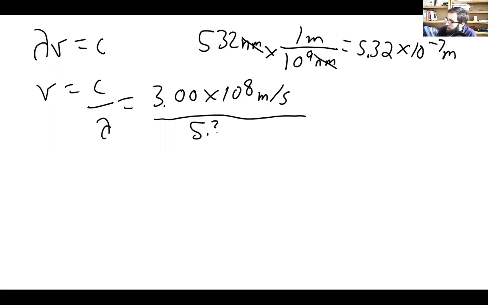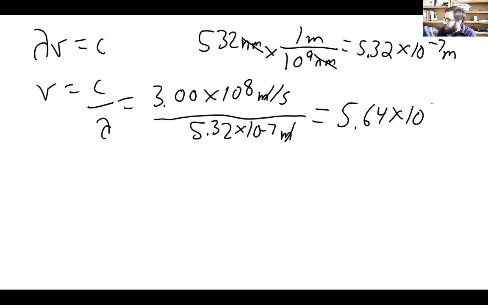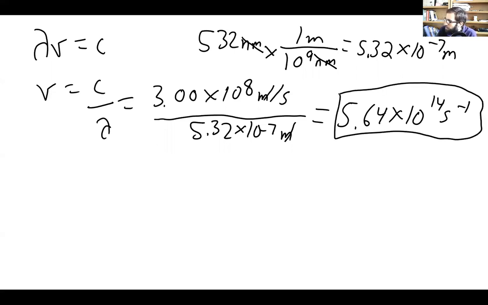Now we can plug that in for our lambda. We have to be in meters because we're in meters per second for our speed of light. So that's going to be divided by 5.32 times 10 to the -7th meters. Meters cancel, and we're left with divided by second, which is inverse second or hertz. Typing that into your calculator, you get 5.64 times 10 to the 14th inverse seconds, and that would be your final answer. Okay, so that's that one.